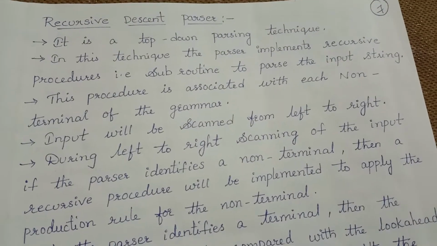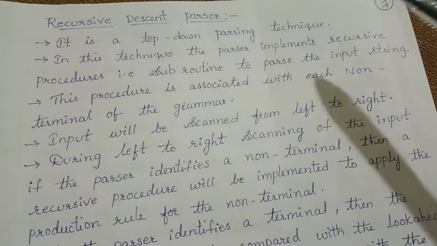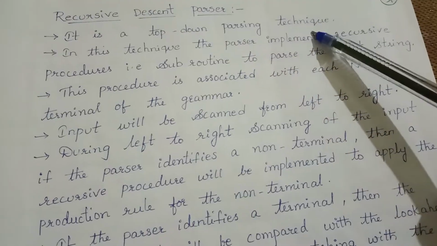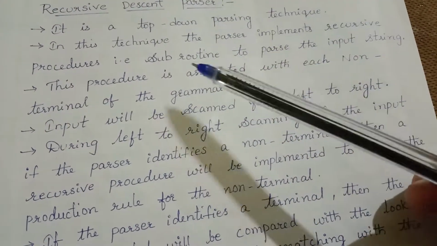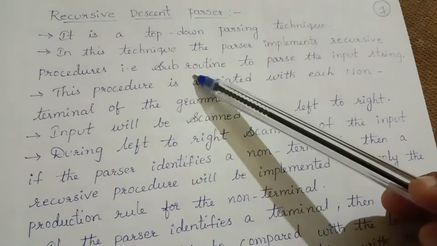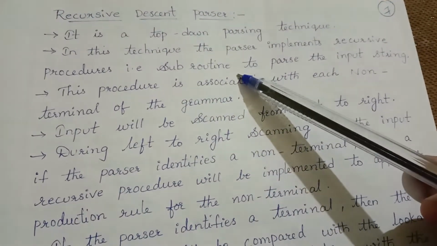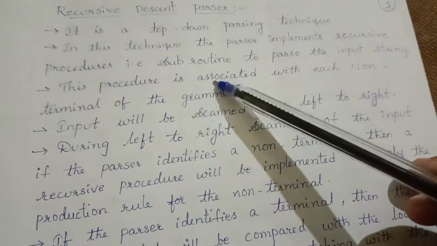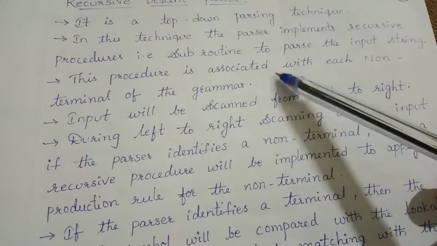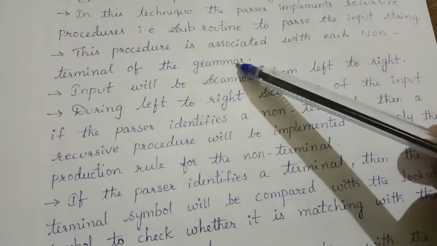Recursive descent parser. Recursive descent parser is a top-down parsing technique. In this technique, the parser implements recursive procedures, that is subroutines, to parse the input string. A procedure is associated with each non-terminal of the grammar.